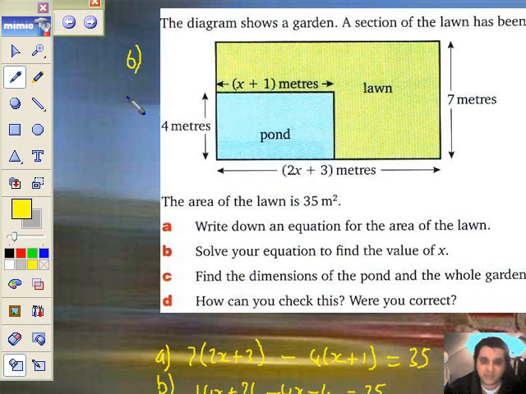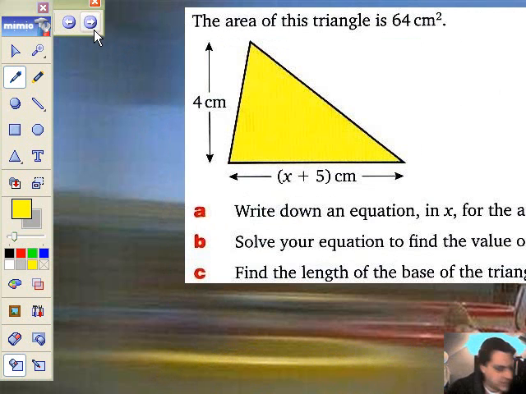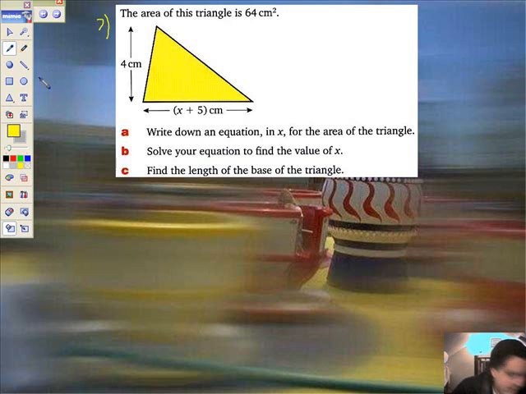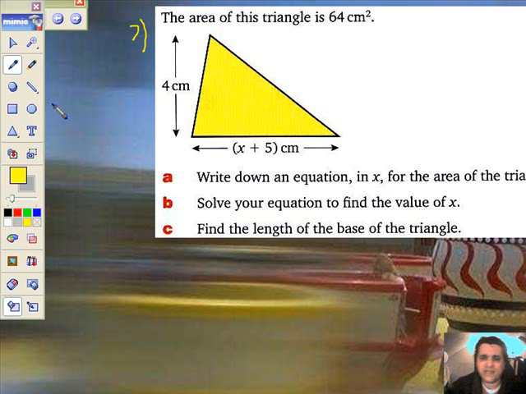There's one more question on the other page, and then I'll stop. This is in fact question 7. It's one of these problem solving type things. Right, the area of the triangle is 64 centimetre squares. Write down an equation in X for the area of the triangle.